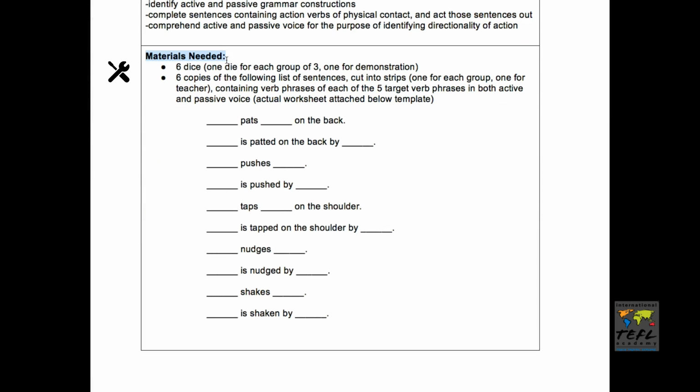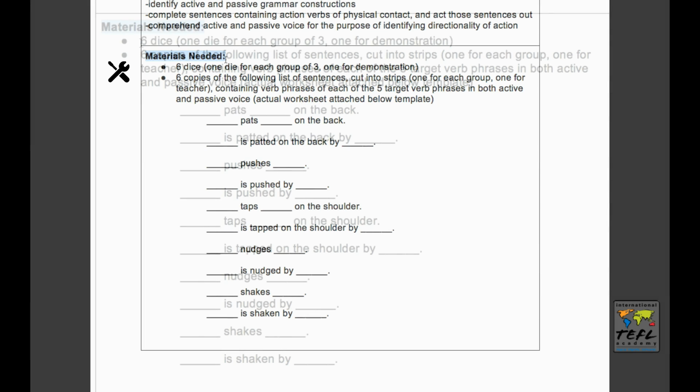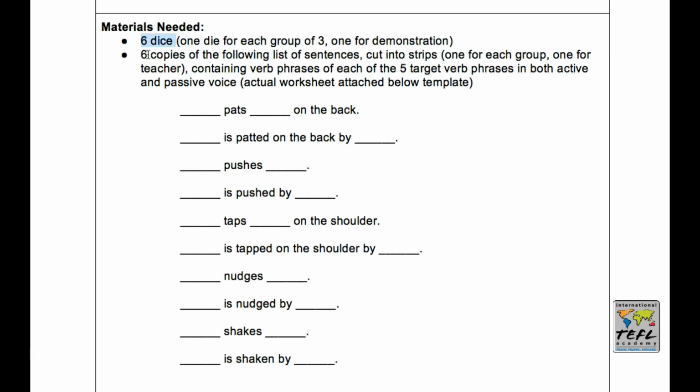Very important that you list everything you need to complete this activity. The materials for this activity are 6 dice to randomize the students, and then 6 copies of the following list of sentences cut into strips, which is important. We need them to be random. So we're going to cut them into strips.